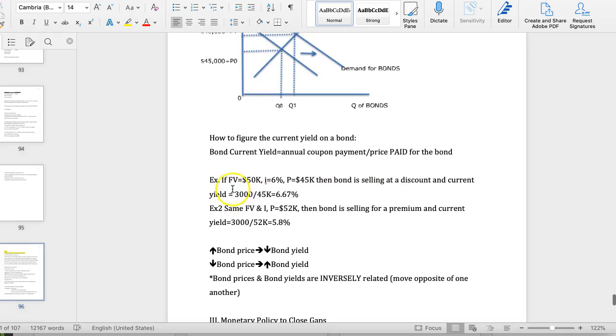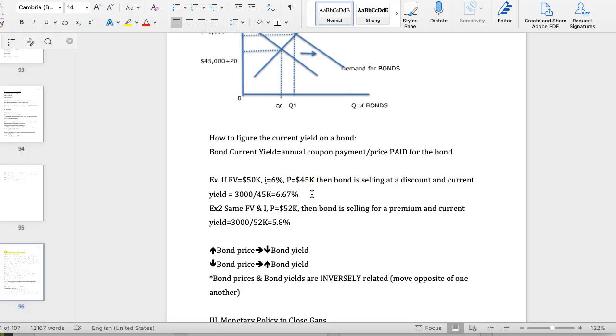So for example, if the face value is $50,000, the interest rate is 6%, and you buy it for $45,000, then we say that the bond is selling for a discount. It's selling for less than the face value, so it's selling for a discount, and the current yield is $3,000, which is the coupon payment, divided by 45, which is the price you pay. So instead of making 6% on this, you're going to make 6.7%. And the reason for that is every year when you turn that coupon in, you're going to get the 6%.